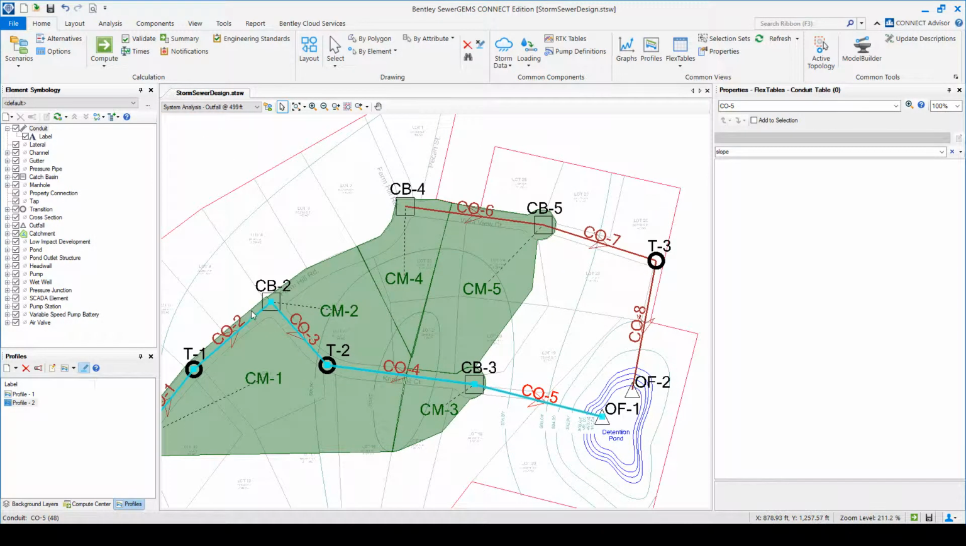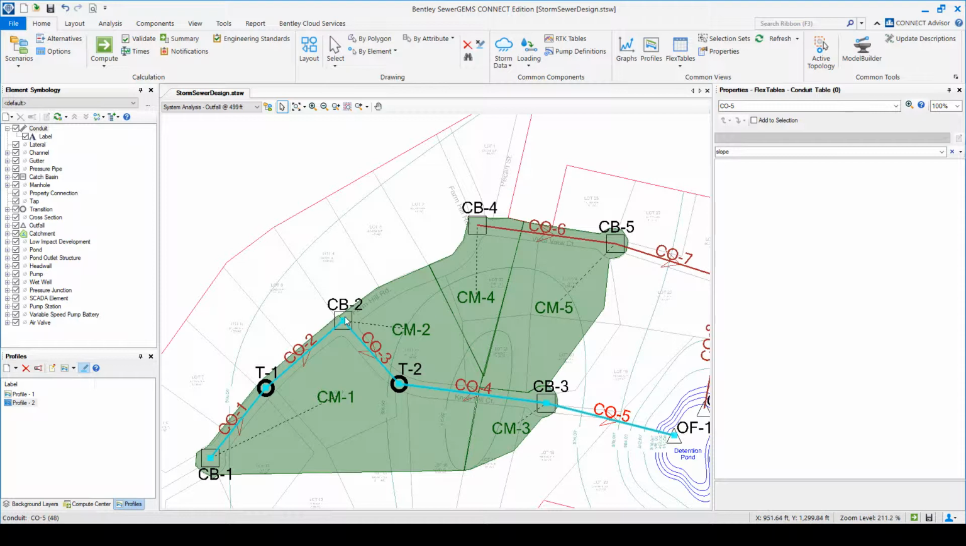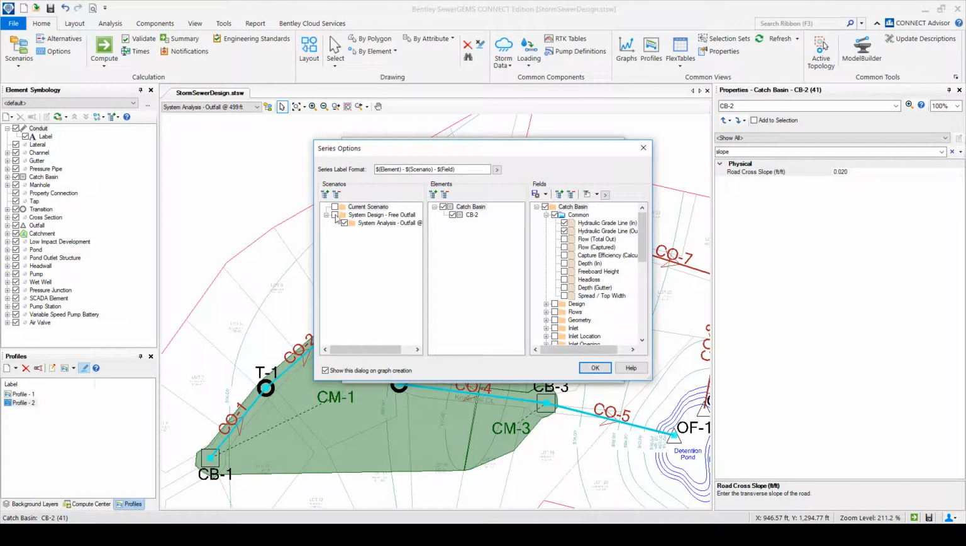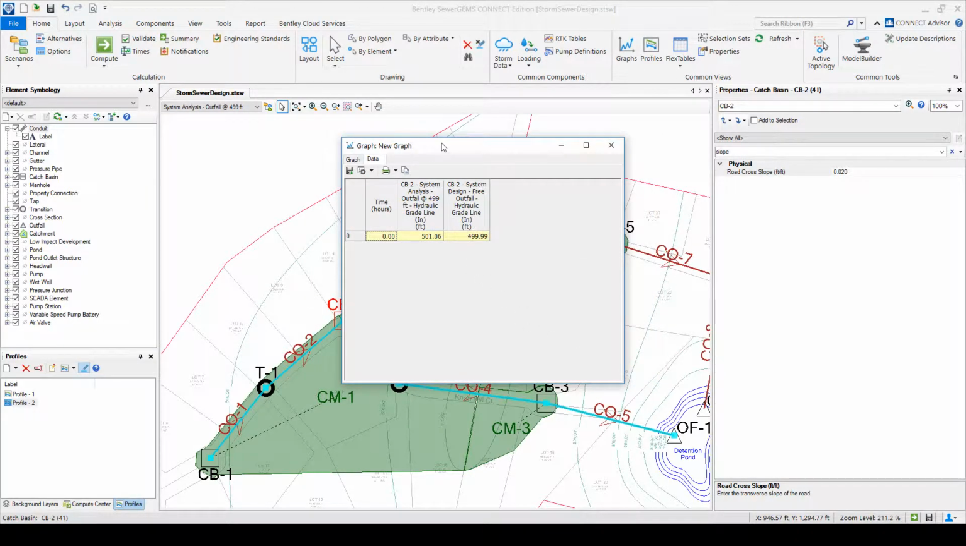And finally, there was a question about, at this catch basin, what is the hydraulic grade line in? Easiest way to see that is select the element that you want, right-click, and do data table. And we're going to see for both scenarios that one catch basin hydraulic grade line in. So for the design, when the outfall is not submerged, it's about 500. But when it is submerged, we have almost a foot more in hydraulic grade line.